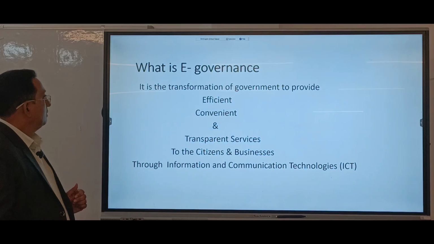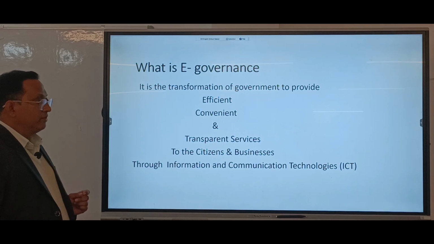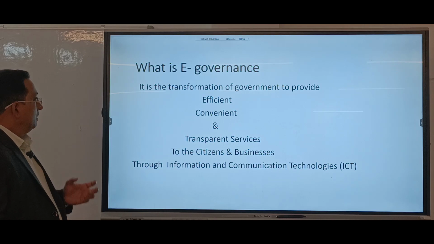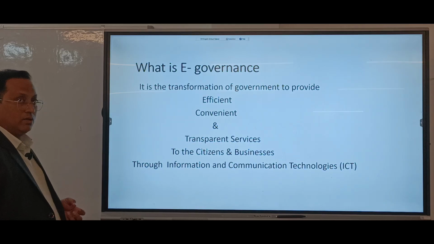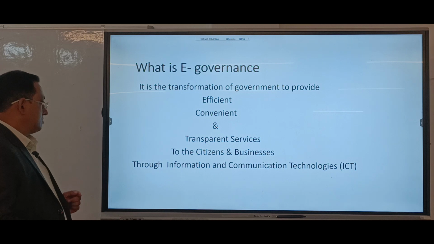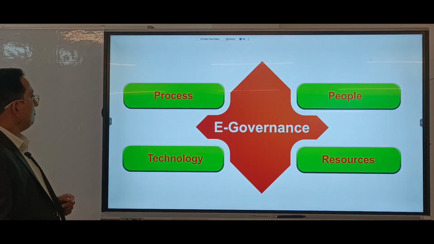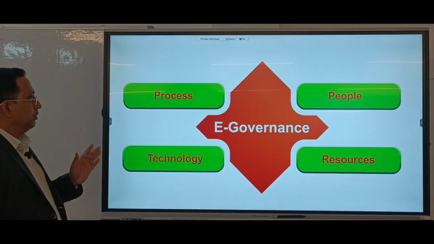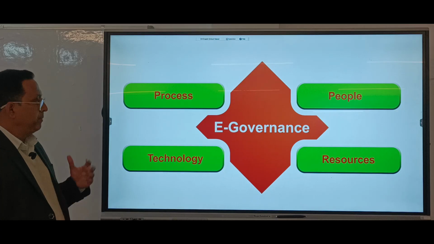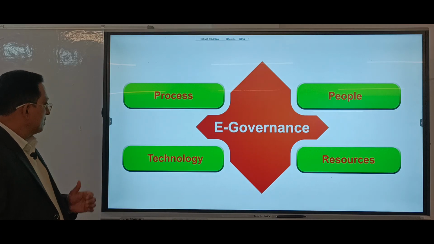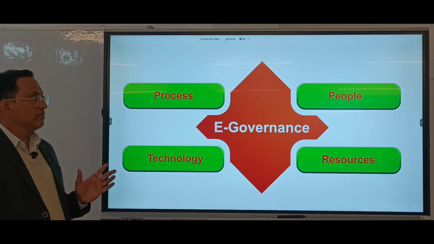Coming to the point of what e-governance is: it is a transformation of government to provide efficient, convenient, and transparent services to citizens and businesses through information and communication technologies. If you take a detailed look at the various connections of e-governance with people, with resources, with technology, and with processes, then we can discuss that.